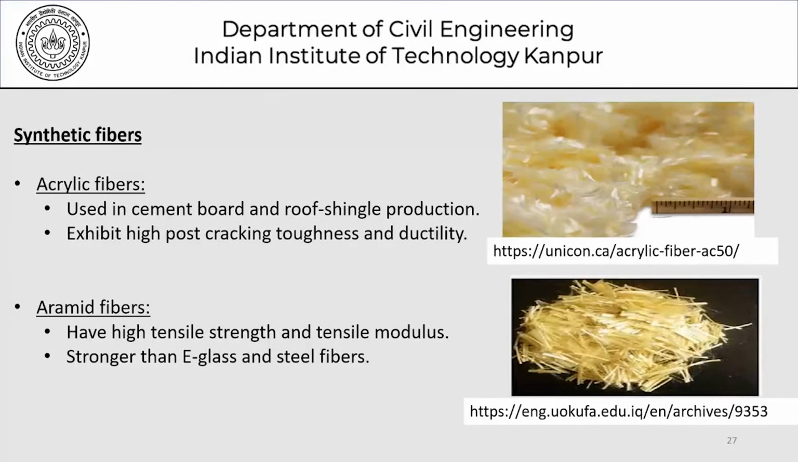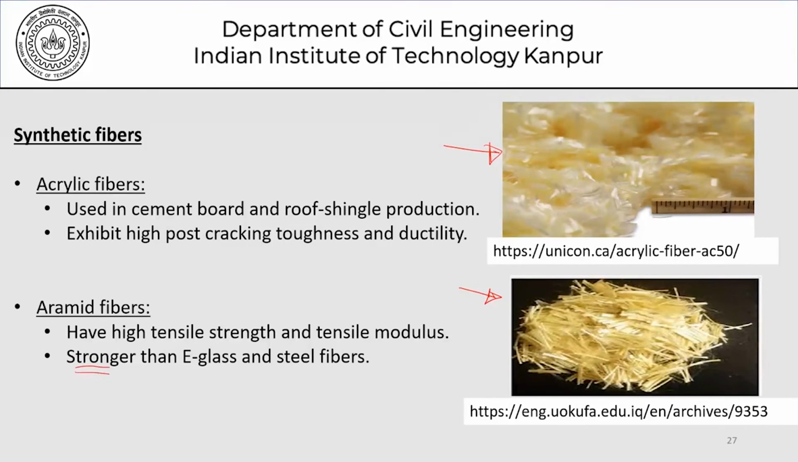Continuing with synthetic fibers, this picture here shows you acrylic fibers and this picture here shows you aramid fibers. So acrylic fibers used in cement boards and roof shingle production exhibit high post-cracking toughness and ductility. As far as aramid fibers are concerned, they have a high tensile strength and tensile modulus. They're stronger than the e-glass and steel fibers.